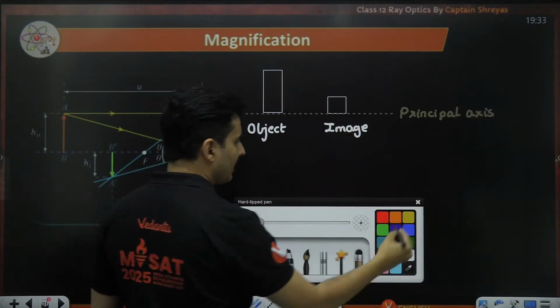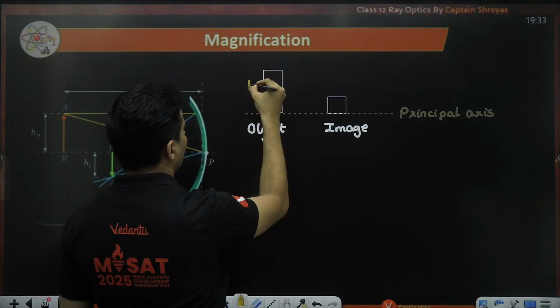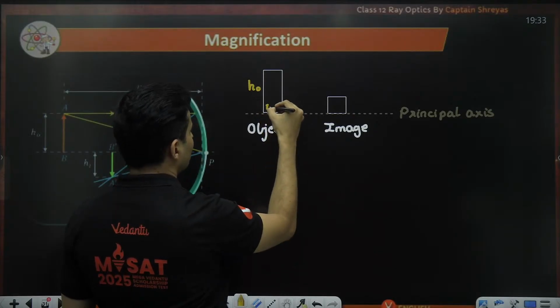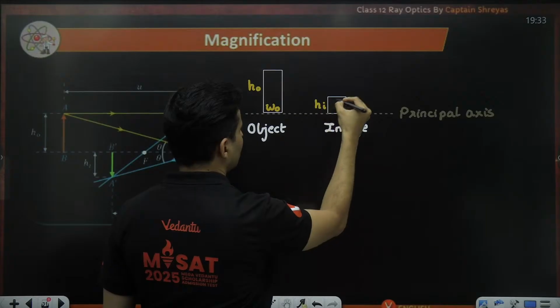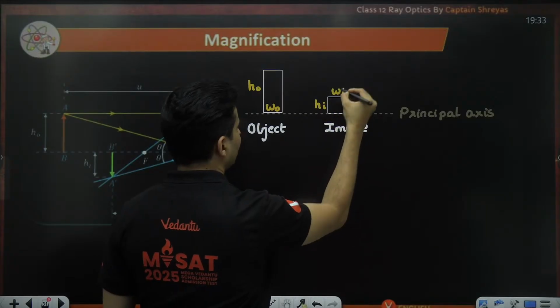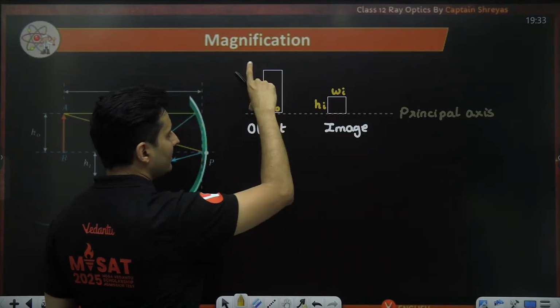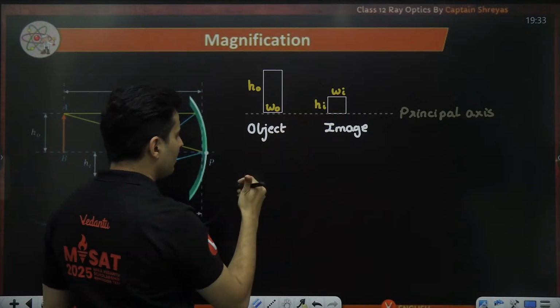Okay, this is the principal axis. Let's say this is HO. This is the width of the object. This is the height of the image. This is the width of the image. Width is this, height is this. Width is always along the principal axis.